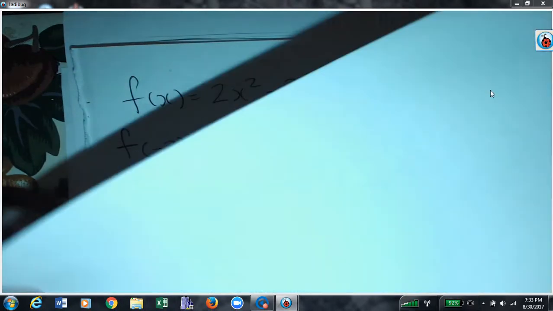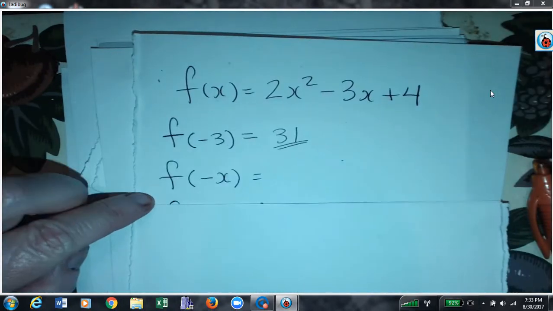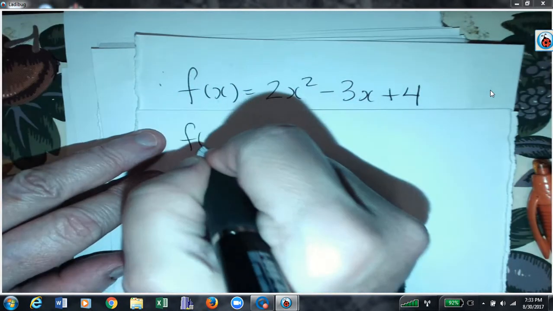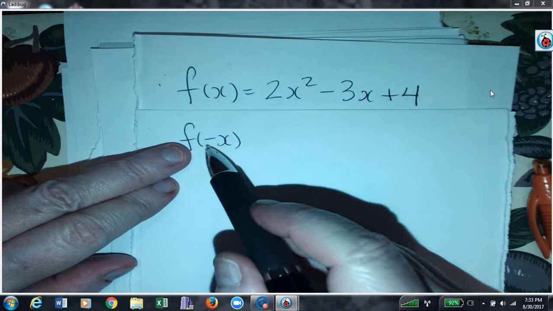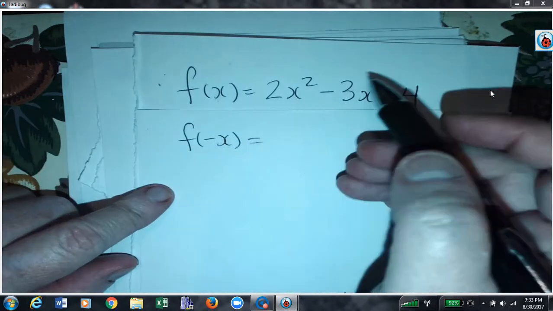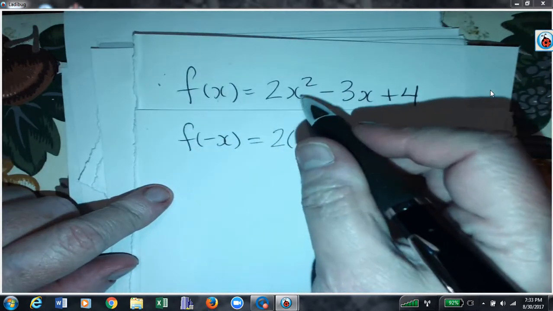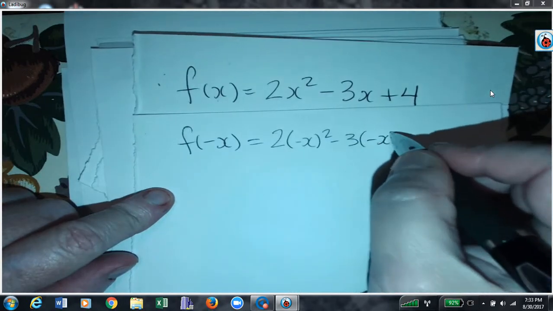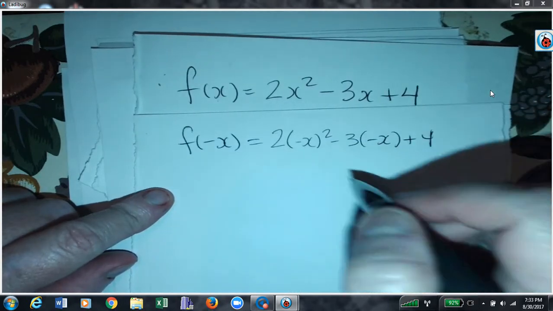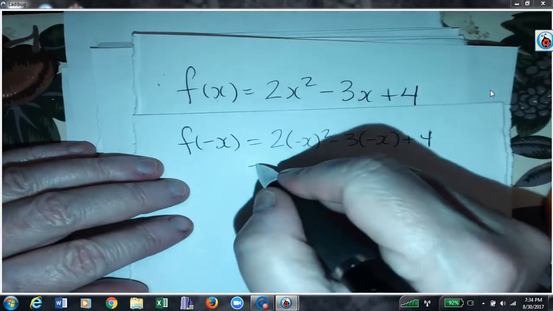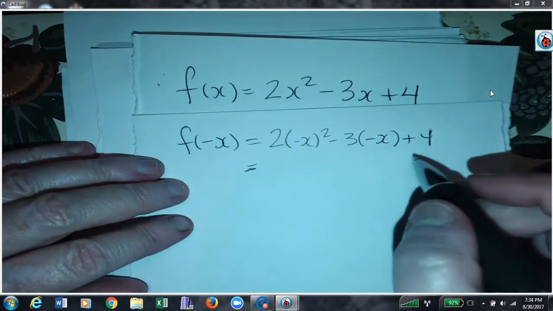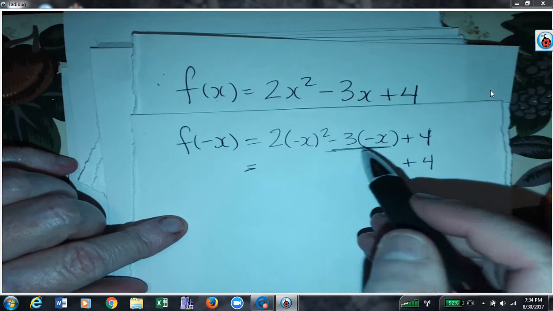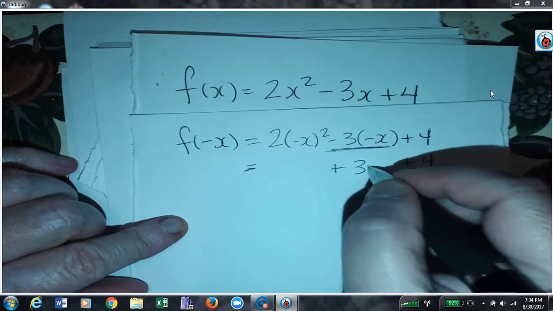Okay. Now, what of f evaluated at negative x? Well, again, if it's just a single term like that, everywhere there's an x, I go back and replace it with negative x in parentheses in here. Now that's a correct answer, but I need to have it written without parentheses. So again, if I start at the right side here, I just have plus 4. What's that going to be? Negative 3 times negative x. It's going to be plus 3x.